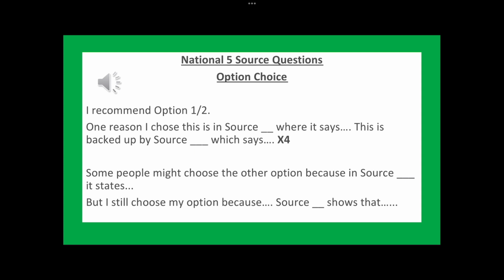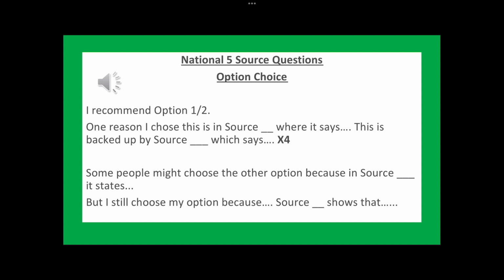And again, how you're going to answer this is quite straightforward. So you're going to start off by saying, one reason I chose this option is in source, wherever you happen to find your information, where it says, and then you're going to quote directly again, just like you did in your support and oppose. Now at this stage, it becomes a little bit different. So in your support and oppose, you're just finding 10 pieces of information and saying whether they support or oppose the view or statement that you're given, alright?